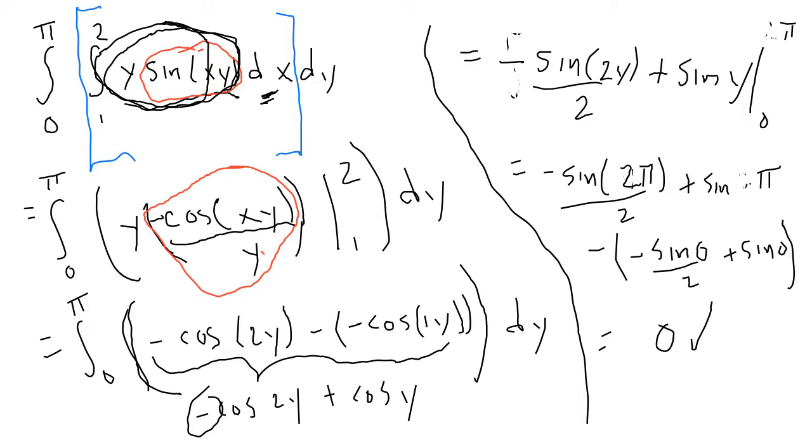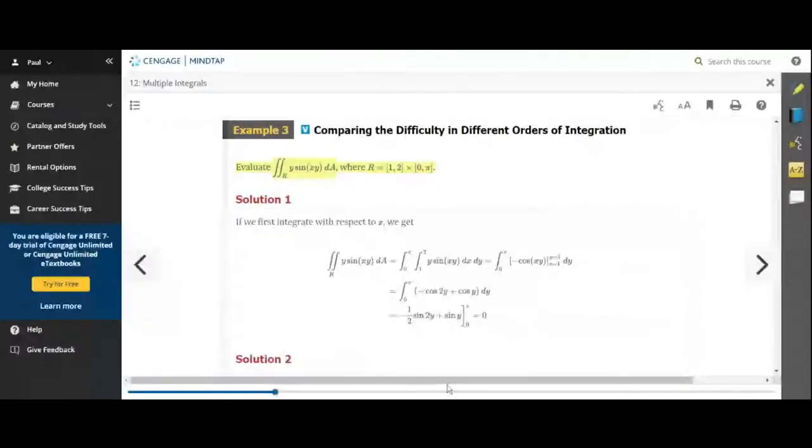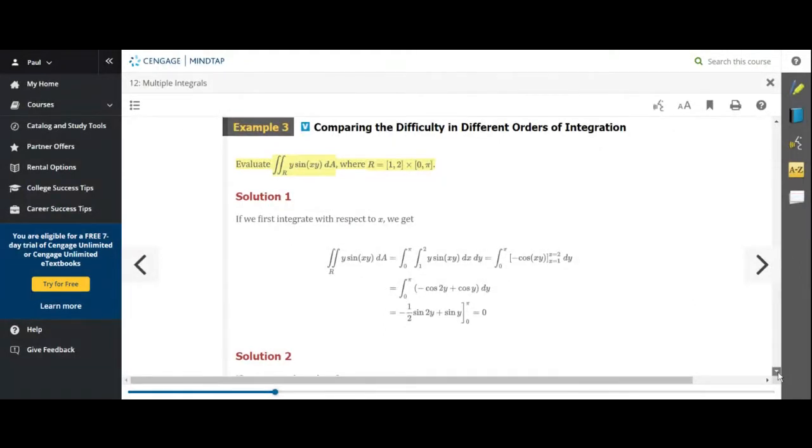Well, if we go to the book, hold on, I don't think I want to do that. Hold on. I'm going to get the ebook up here. Share application.